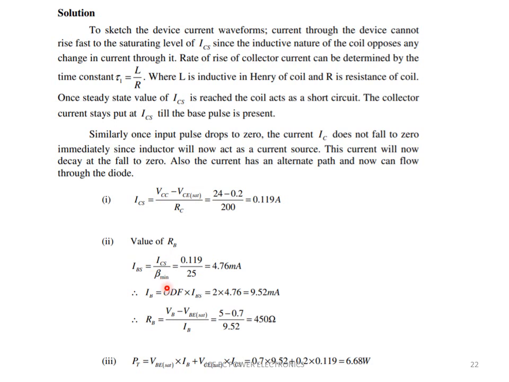And IBS I have to calculate using beta minimum, so ICS upon beta minimum. ICS I do not know, I will calculate using this particular formula. So these values are known, I substitute back and I get IBS. From IBS I will get IB. Once I get IB, I can calculate RB. So the value of RB is 450 ohms. And the third part they have asked is for the power dissipation. So we will put in all the formulas and get the power dissipation value, that is coming as 6.68 watts.